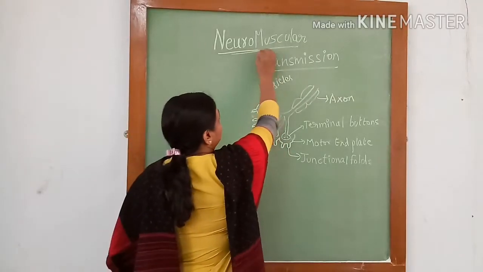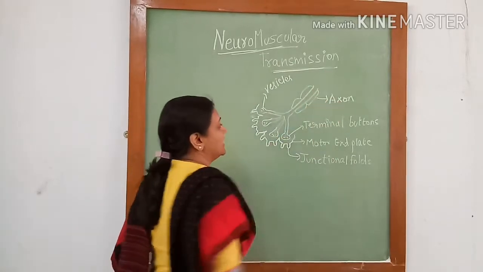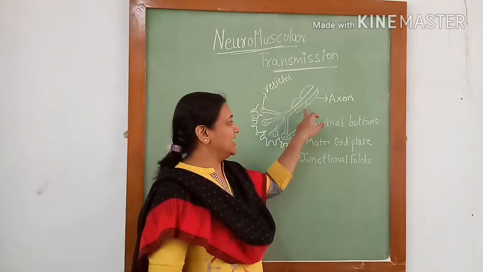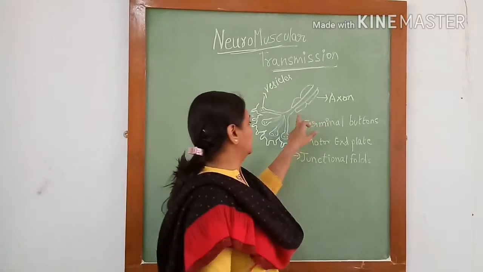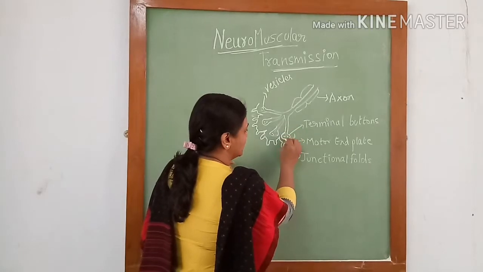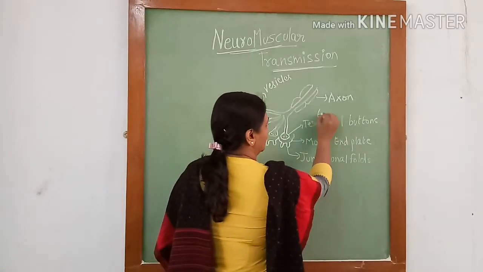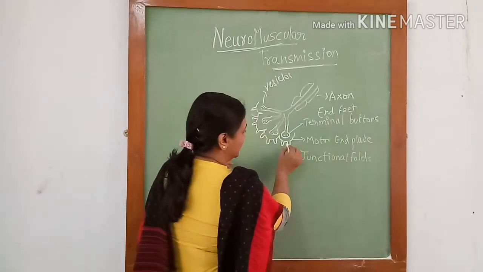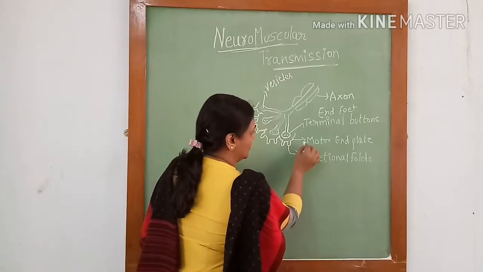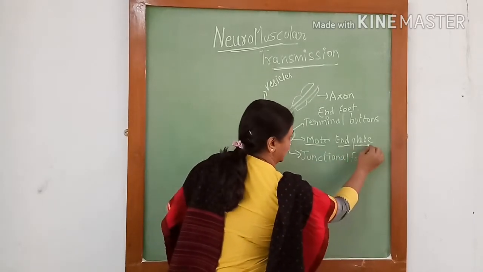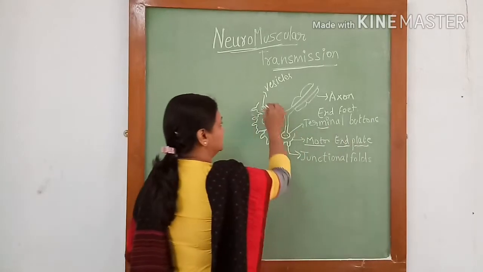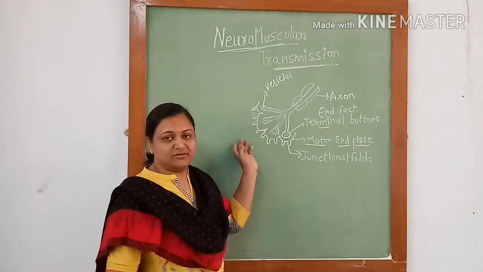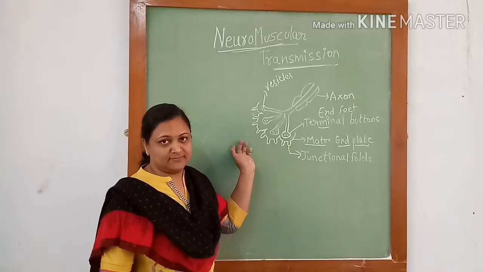Let us discuss neuromuscular transmission. As an axon reaches the muscle, it leaves its myelin sheath. It forms expanded terminal buttons, also known as end feet, which fit in the junctional fold of the motor end plate. This terminal button contains vesicles that have neurotransmitter, mainly acetylcholine.